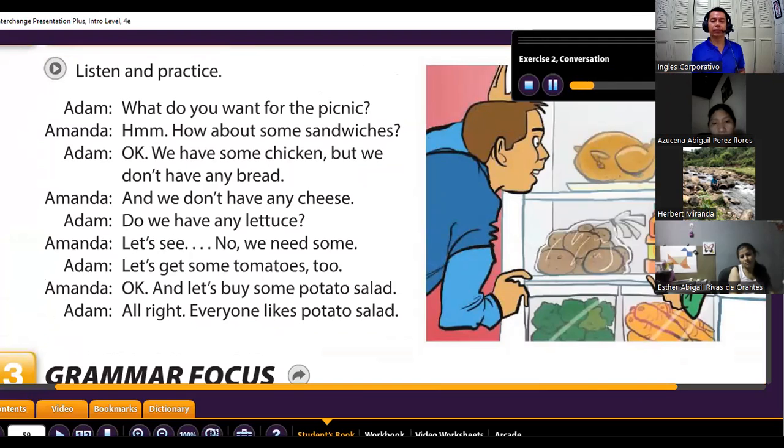How about some sandwiches? Listen and practice. What do you want for the picnic? How about some sandwiches? Okay, we have some chicken, but we don't have any bread. And we don't have any cheese. Do we have any lettuce? Let's see. No, we need some. Let's get some tomatoes, too. Okay. And let's buy some potato salad. All right. Everyone likes potato salad.